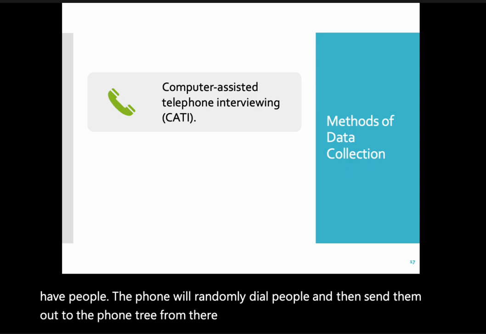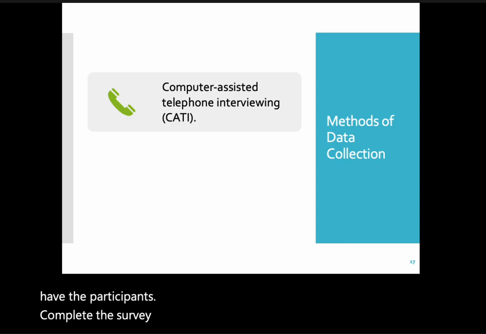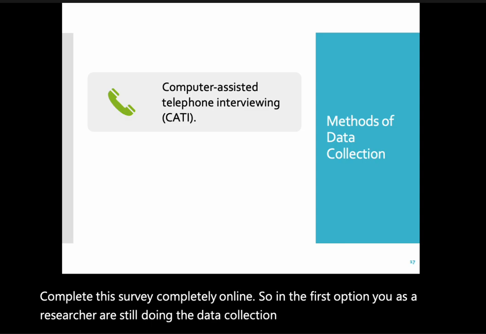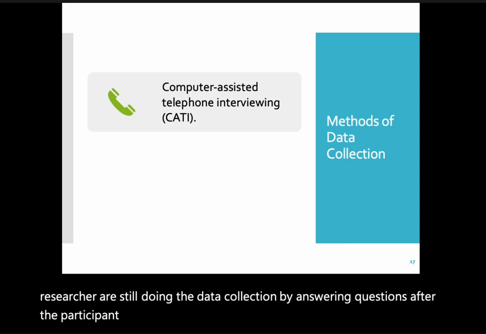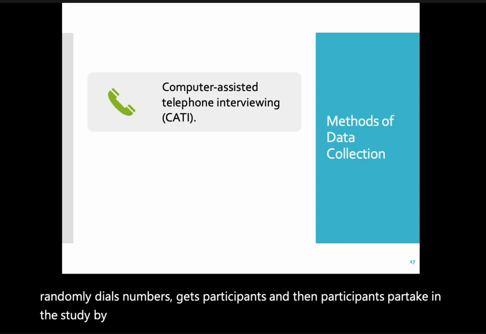The other option is that you as a researcher reach out to participants by phone and have the participants complete the survey completely online. So in the first option, you as a researcher are still doing the data collection by answering questions after the participant gets to you. In the second option of CATI, the phone randomly dials numbers, gets participants, and then participants partake in the study by answering questions over the phone.